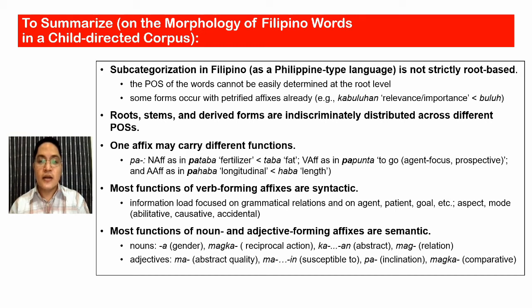Finally, the portmanteau of information encoded in most of the verb-forming affixes is morphosyntactic in nature, whereas most of the noun and adjective-forming affixes, which carry only a single function, provide additional semantic information to the root or stem that they attach to.